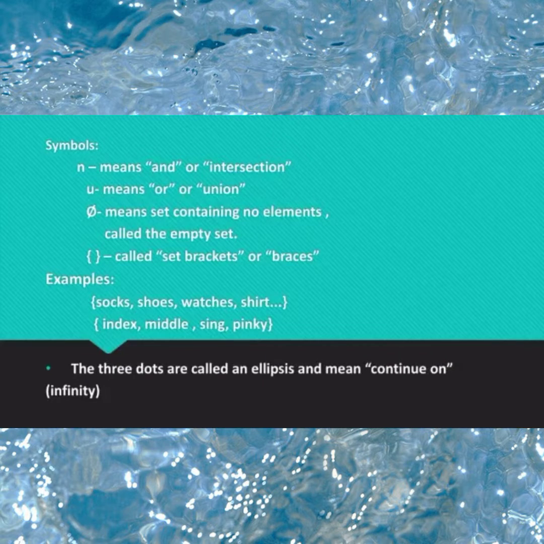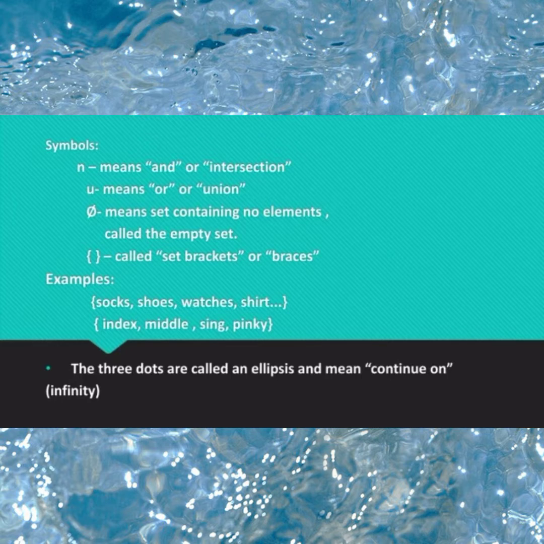The symbol ∩ means and, or intersection. ∪ means or, union. Null means a set containing no elements, called the empty set. Set brackets are also called braces.